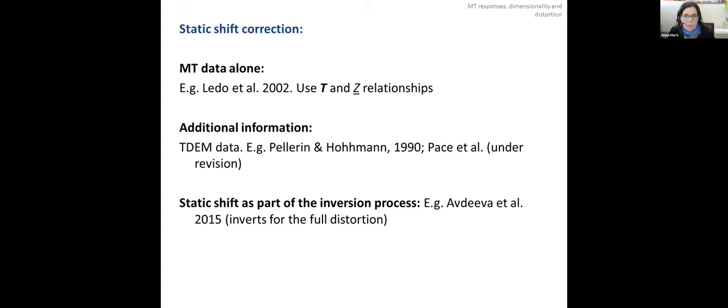Regarding the static shift, there are ways to correct it, and here I will name a few. One can be from the MT data alone, like Le et al., who use the relations between the tipper and the impedance tensor to correct it. We can also use additional information from, for instance, some more shallow method like the time domain electromagnetics, like Pellerin and Hoffman, or the paper of Patch et al., which is on a geothermal study, which is under revision. Also, static shift can be part of the inversion process, included in the structures that we model, like the inversion code of Avdeeva et al., which also inverts for the full distortion.